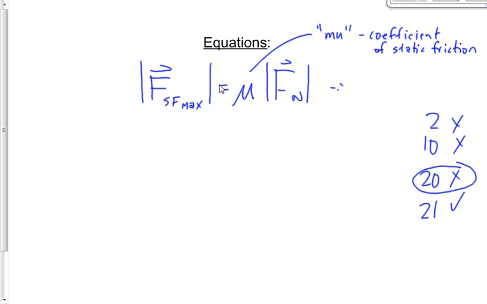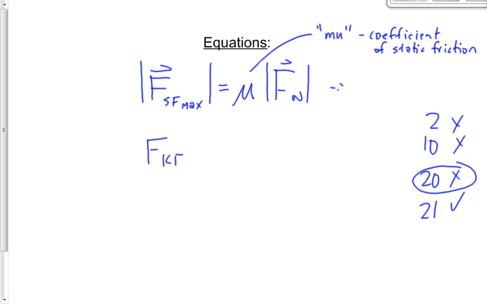Static friction can be lower than the maximum value. The max value here was 20 newtons. I pushed with 2, didn't move. Pushed with 10, didn't move. 7 doesn't move. 8 doesn't move. 3 doesn't move. 19 doesn't move. Static friction is however hard I pushed, not 20. It's however hard I pushed. But the maximum value would be 20 newtons, or mu times the normal force.